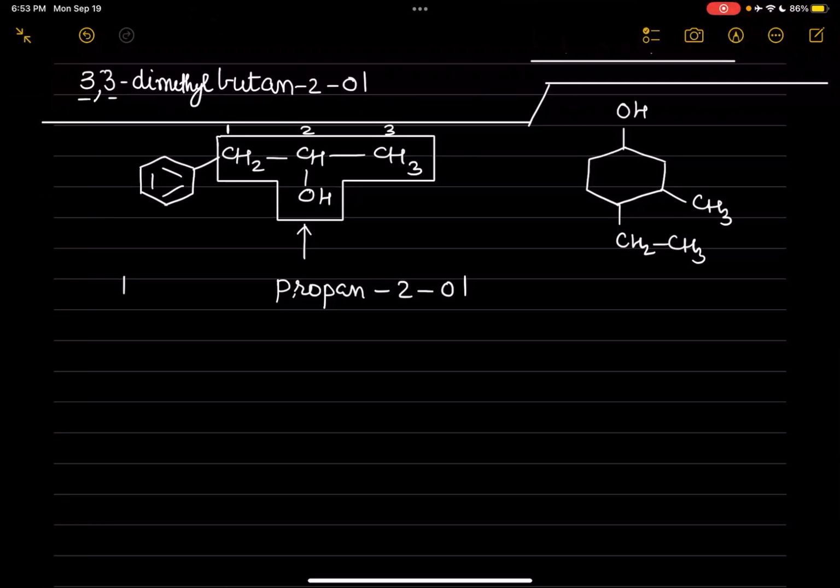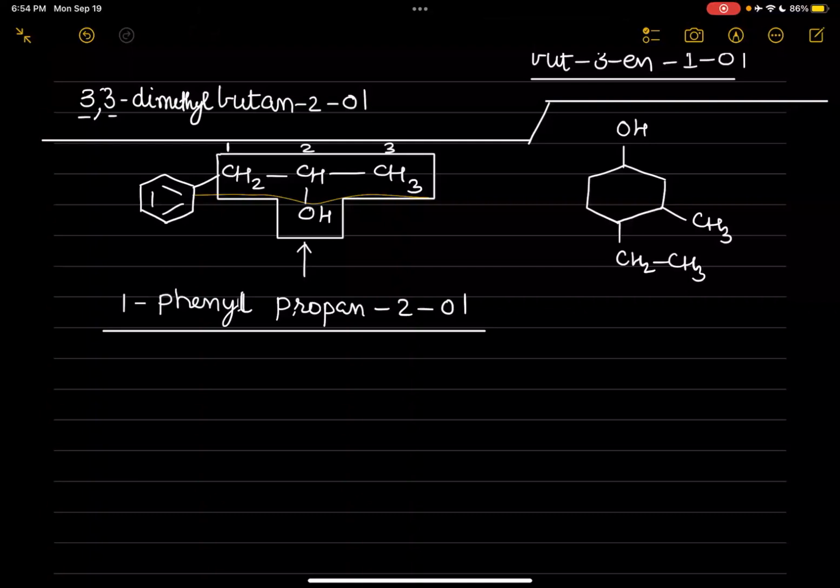It is connected with the first carbon. So I'm not calling it benzene. When the benzene is a substituent, I call it a phenyl. Is it clear? 1-phenylpropan-2-ol. Yes, sir. And what about the second molecule? What's the name of the second molecule?